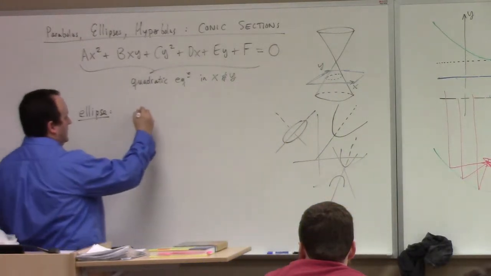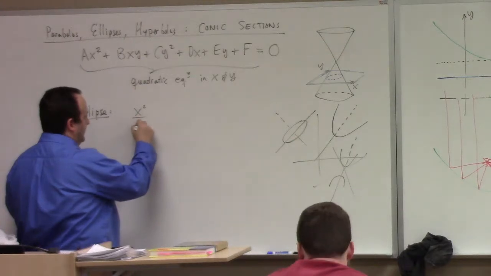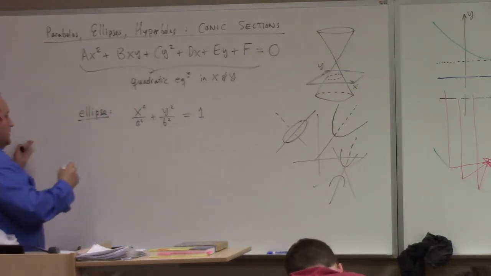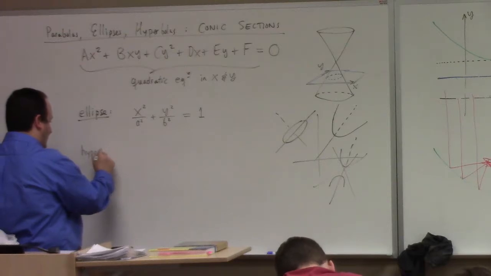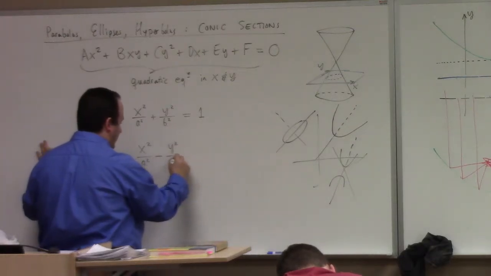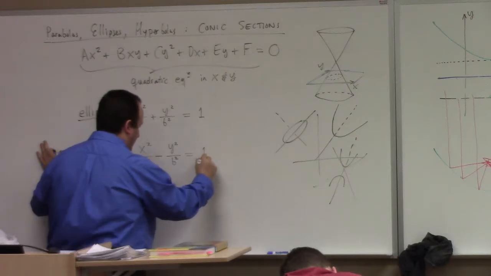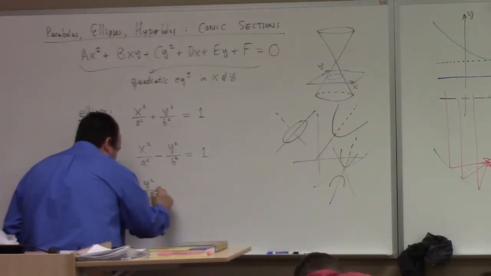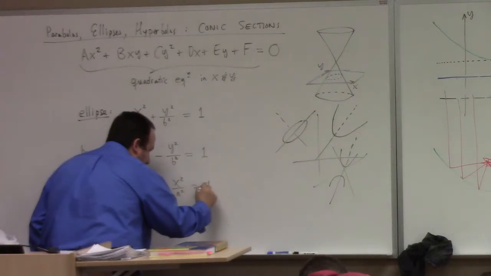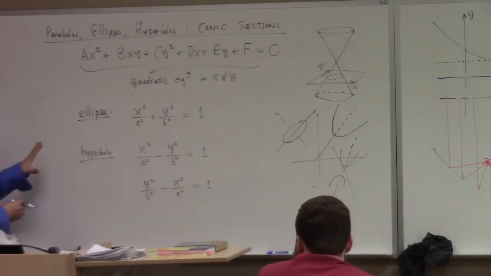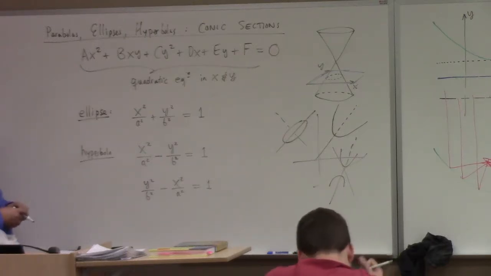So an ellipse looks like this. It's the solution set of x squared over a squared plus y squared over b squared equals 1. This is what an ellipse looks like. All right? Hyperbola. It looks like x squared over a squared minus y squared over b squared equals 1. Or it looks like y squared over b squared minus x squared over a squared equals 1, if it opens horizontally or vertically, all right? So these you need to learn how to graph them and to identify them and see them coming.